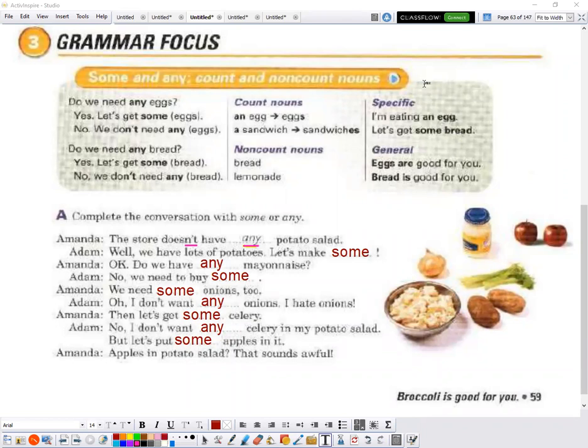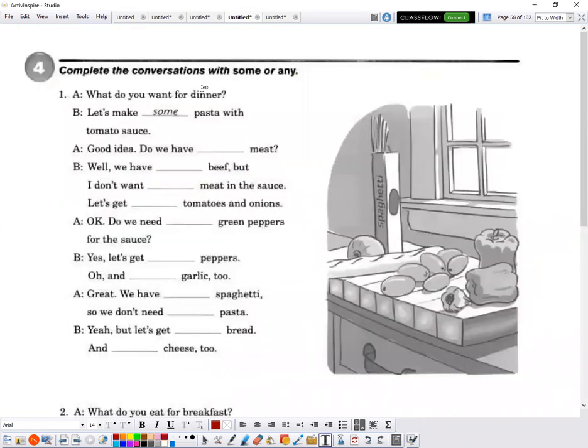And let's check the workbook. Complete the conversations with some or any. What do you want for dinner? The answer: let's make some. Why some?